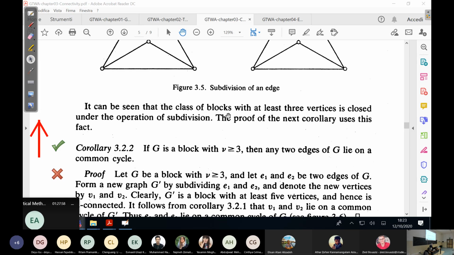And it can be seen that the class of blocks with at least three vertices is closed under the operation of subdivision, meaning if you take a block and subdivide some edges of the block, it remains a block. And the proof is that fact. We are not interested in that, but the corollary is this: if G is a block with at least three vertices, then any two edges of G lie on a common cycle. So understanding blocks, cycles, and two-connectivity are all things which are related to each other through these propositions.